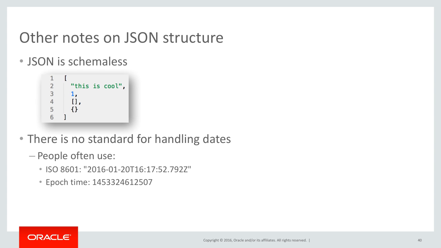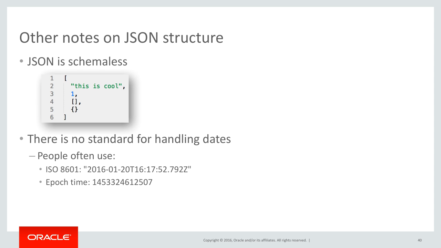A couple other notes on JSON. Despite its upfront simplicity, there are some gotchas. So the first one is that JSON is schemaless, and you're seeing an example here of an array where the first element is a string, the next a number, followed by an array, and then an object. This is perfectly valid in JSON, and that's not necessarily a bad thing. It certainly lends itself to some flexibility when needed, but it's something to be aware of and to plan for.